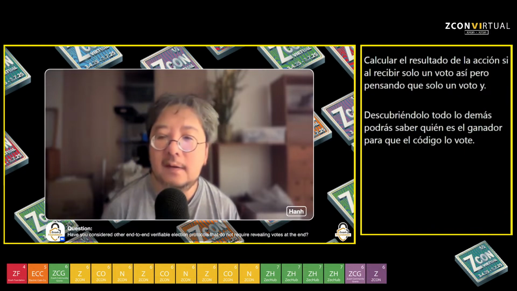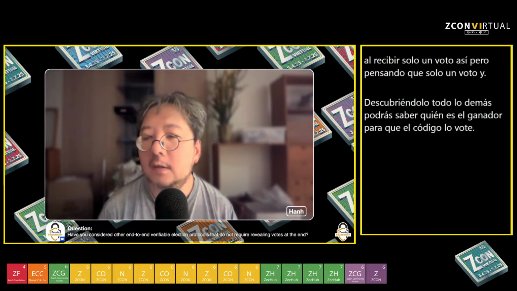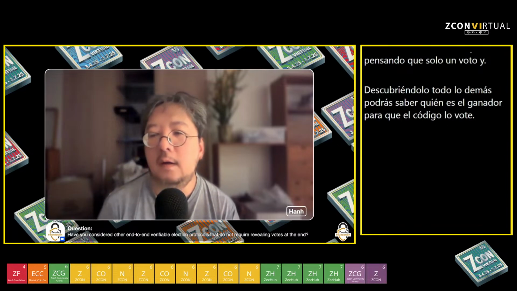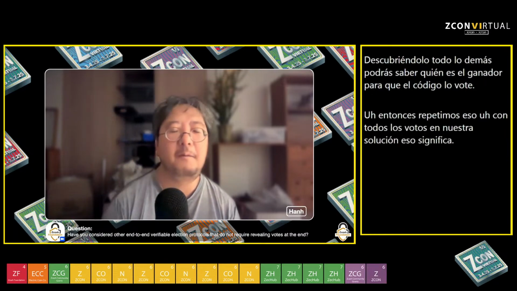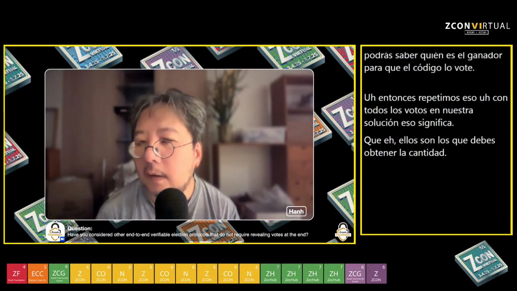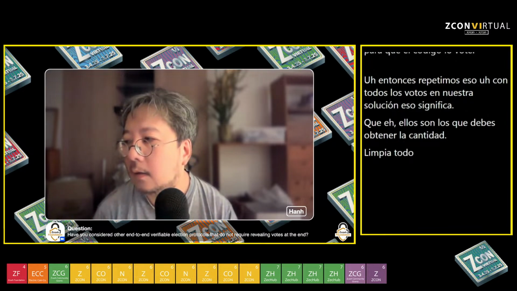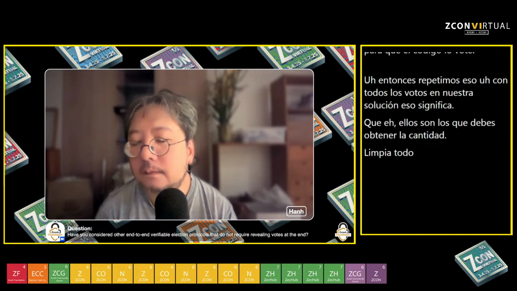Then they repeat that with all the votes in isolation. That means that they should get the amount. I'm not sure I was super clear, but I did think about a way to avoid that. But unfortunately, I don't think it's possible.